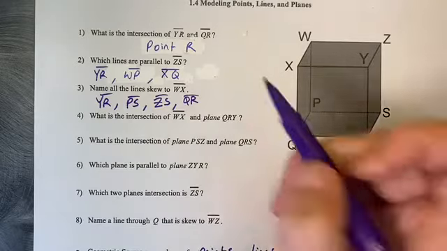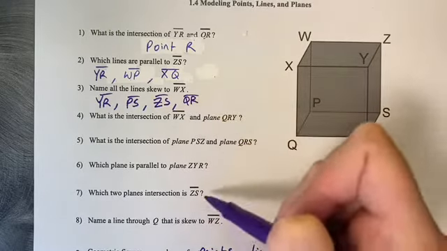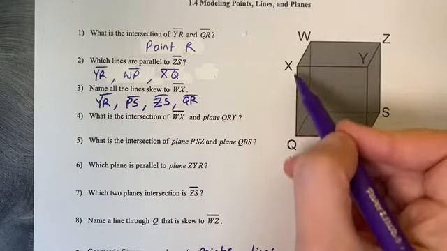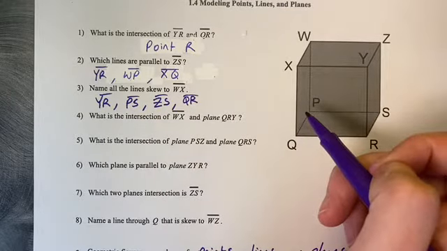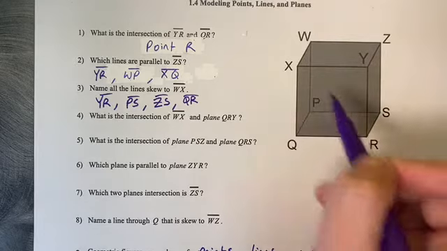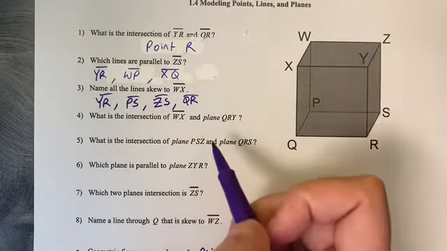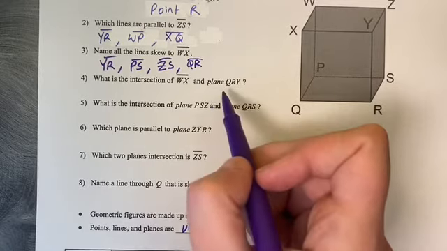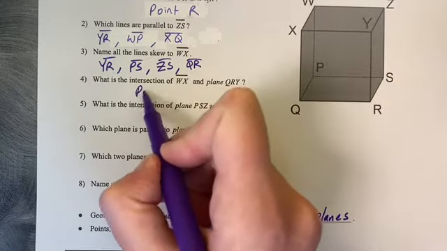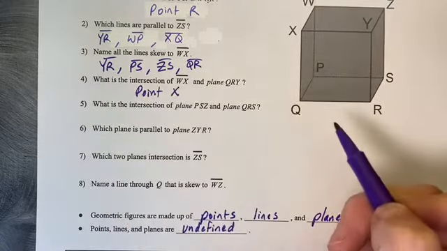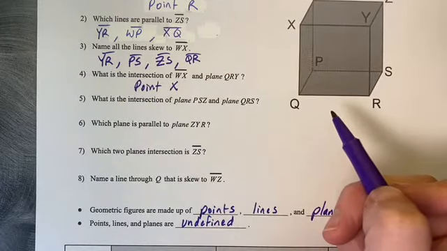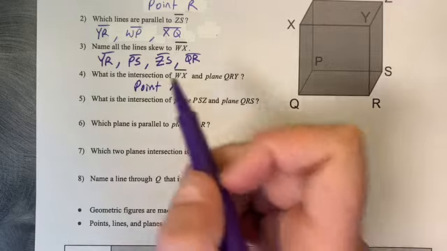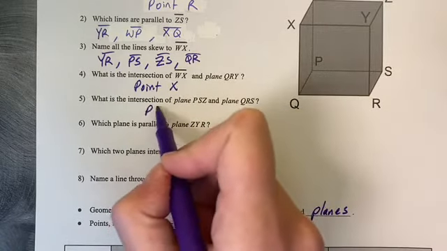QR. I am shorthanding a little bit, and the directions have shorthanded as well. Really, this line means segment. Technically, these continue on if you could continue on, but these are really segments since they're inside of the plane, just to clarify. What is the intersection of WX and plane QRY? Point X. What is the intersection of plane PSZ and plane QRS? PS.